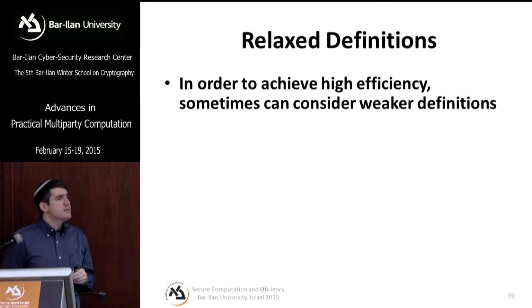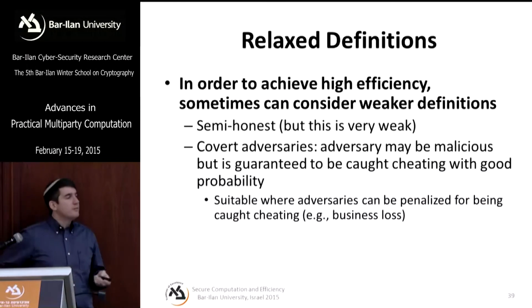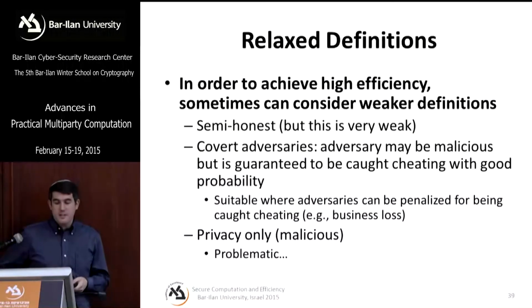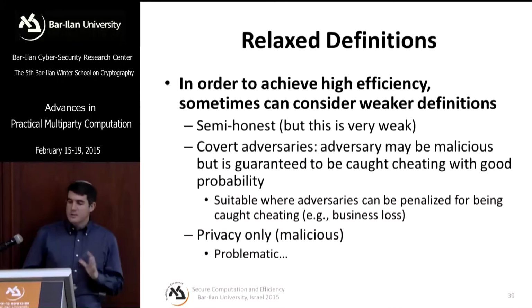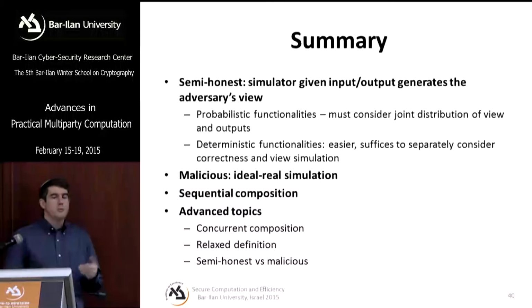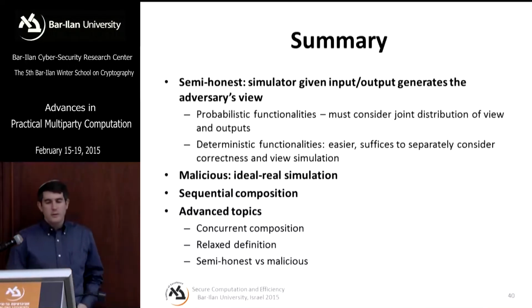Sometimes when we want to look at high efficiency, we can consider a weaker definition. So for example, we said semi-honest, which is weak. We talked about covert adversaries. I mentioned them beforehand. This can also enable us to get higher efficiency. Sometimes we also try to define privacy only, but this is actually very, very problematic, and you can sometimes do it for very specific things, but it's very often not clear what guarantees you get, and sometimes you can be fooled into thinking you're getting more than you actually are. So in some of the definitions, before I move on to oblivious transfer, we talked about semi-honest adversaries and how you define security.